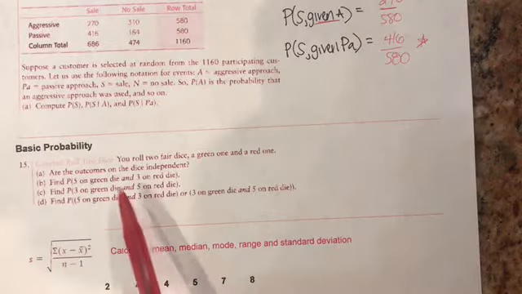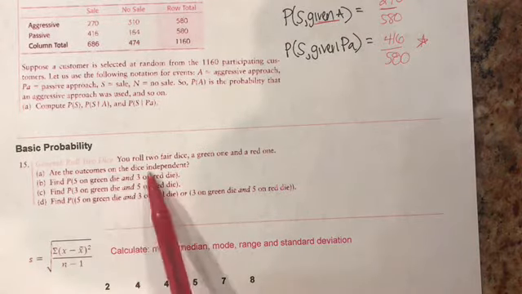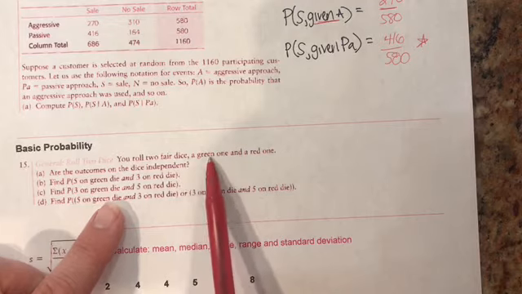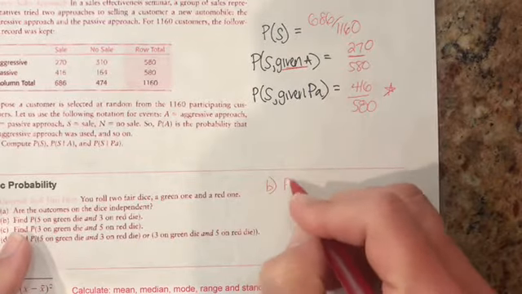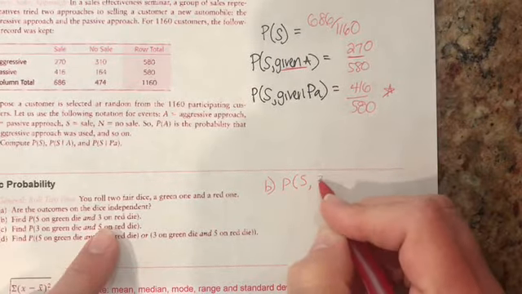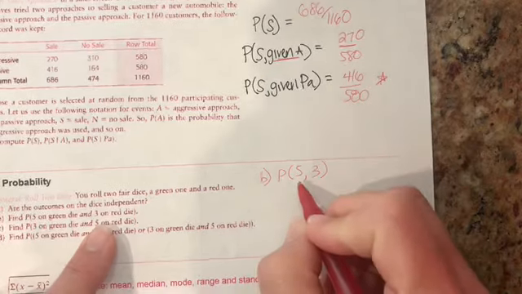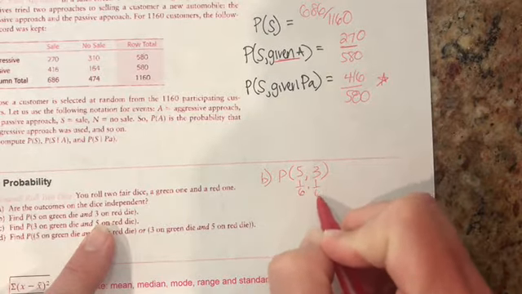All right, and finally, well, I guess there's two more questions. So this is just basic probability. You're rolling a fair die, a green one and a red one. Are they independent? Yes. So question B, what's the probability that you roll a 5 on the one die and a 3 on the other die? That would be 1/6 times 1/6.